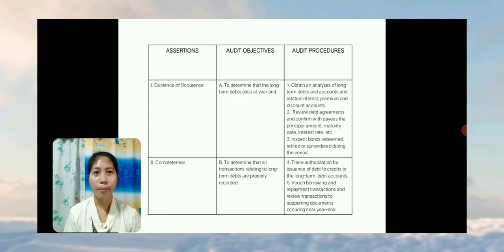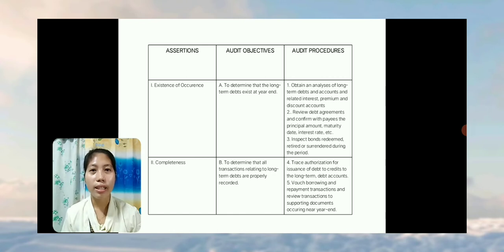As you can see in the table, we have assertions, objectives, and audit procedures. We have five assertions. First, existence or occurrence, to determine that the long-term debts exist at year-end. 1. Obtain an analysis of long-term debts and accounts and related interest, premium, and discount accounts. Number 2, review debt agreements and confirm with payees the principal amount, maturity date, interest rate. Number 3, inspect bonds redeemed, retired, or surrendered during the period.